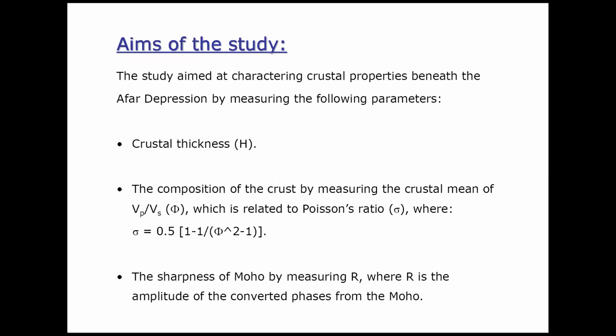The study aimed to find the crustal properties beneath the Afar Depression by measuring the following three parameters. Number one is the crustal thickness. Number two is the composition of the crust from calculating Poisson's ratio. And finally, the sharpness of the Moho, R, where R is the amplitude of the converted phases from the Moho.